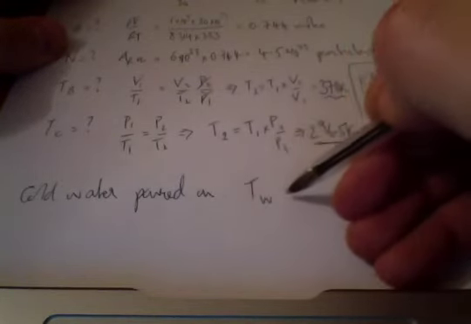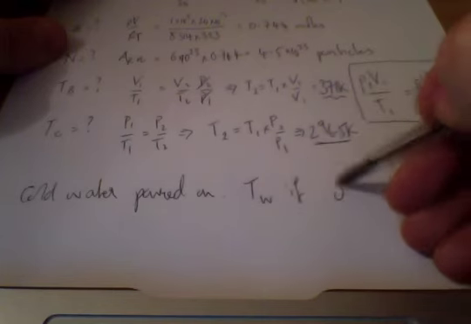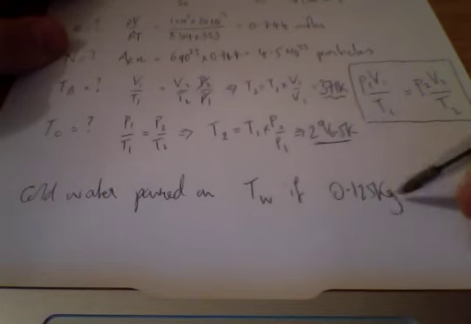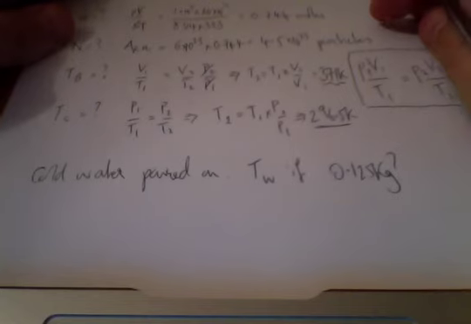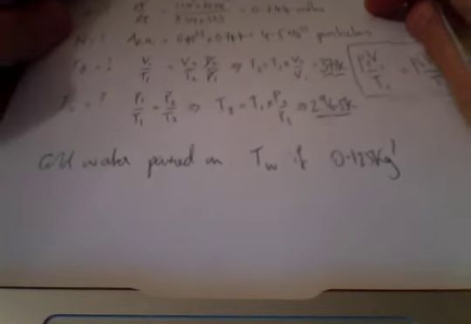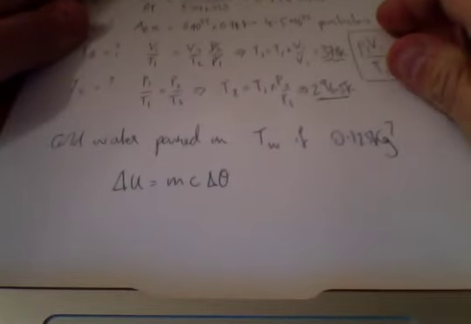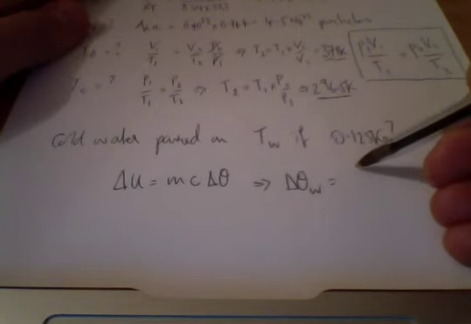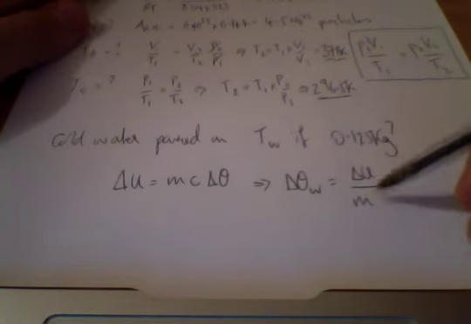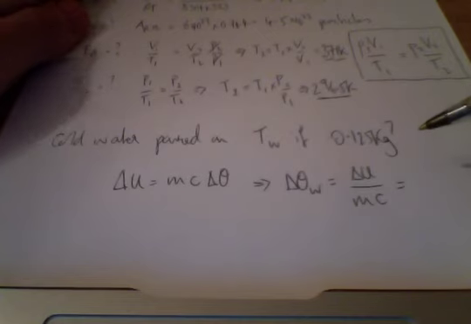What's the temperature change of the water if you poured on 0.125 kilograms of water onto that cylinder? Once again, if you think you know, press pause, otherwise here comes the solution. Well, we once again use the change in internal energy as mass times specific heat times the change in temperature. And we pretty much know most of that. Let's rearrange the equation to get the change in temperature of the water, which is going to be the energy over mass times specific heat.